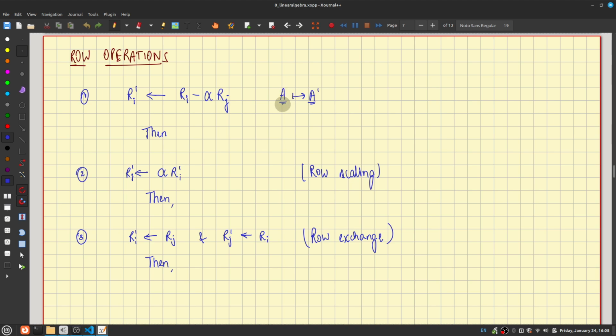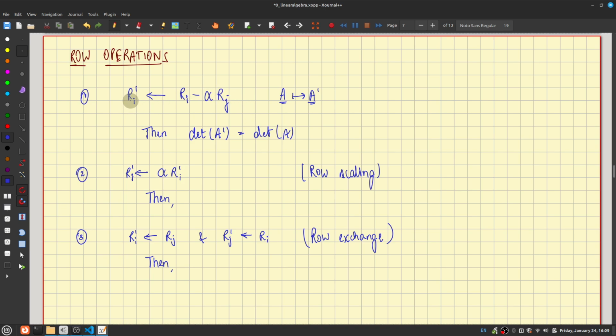So suppose I have a matrix A and I perform a type 1 operation. In a type 1 operation, I take the ith row, subtract some alpha times the jth row from it, and replace the ith row with this quantity. Then, in fact, what happens is that the determinant doesn't change. The determinant of A prime is equal to the determinant of A. And the reason why this is true, just to give you some intuition, I won't give a full proof, but it's not hard to fill in the details.